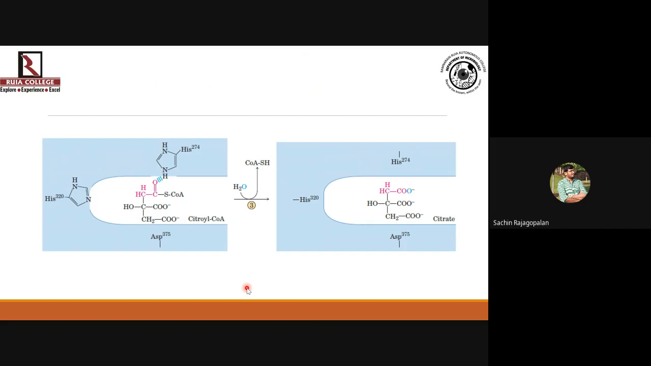So for converting citryl CoA, or citral CoA, both the terms are correct, don't get confused. For that you add a water molecule, CoASH is released, right? And you see that this S CoA is released as CoASH and it's replaced by a hydroxyl group. You can see here that's how citrate is formed.